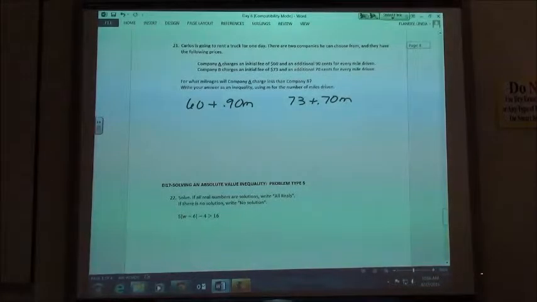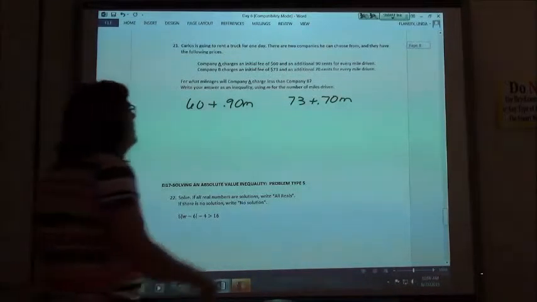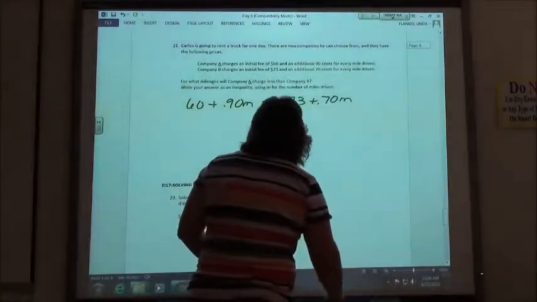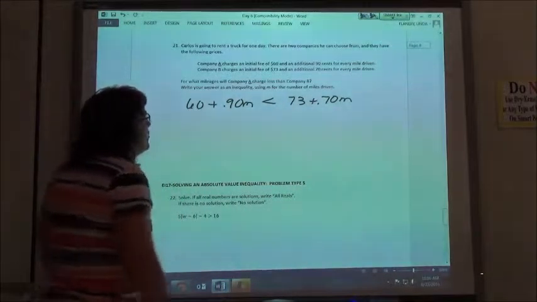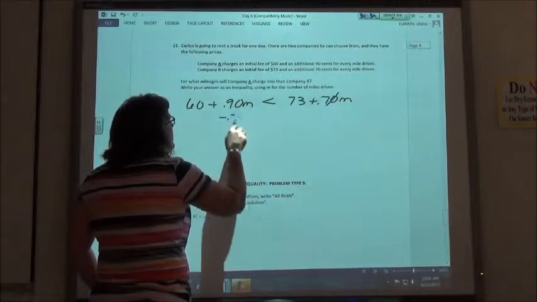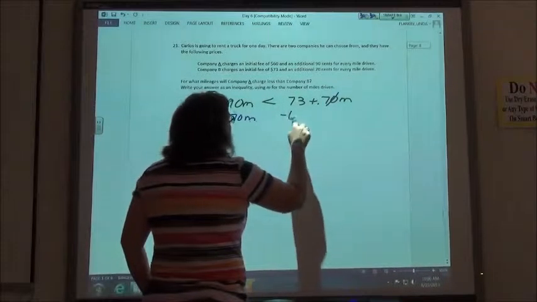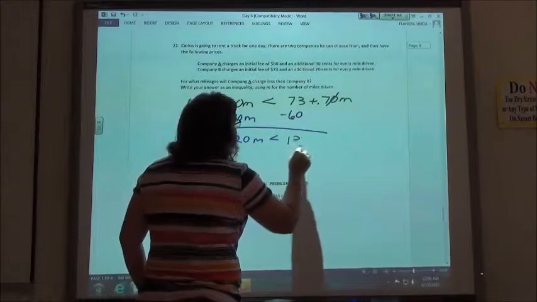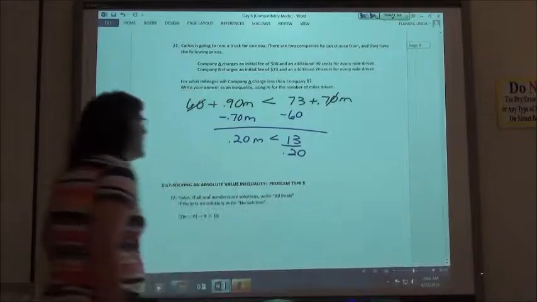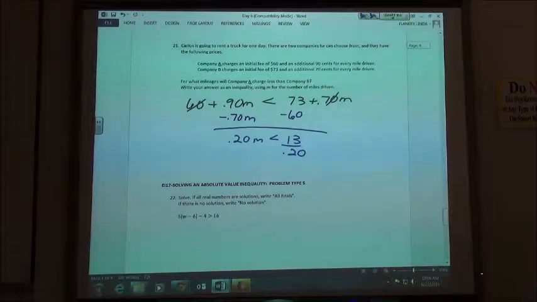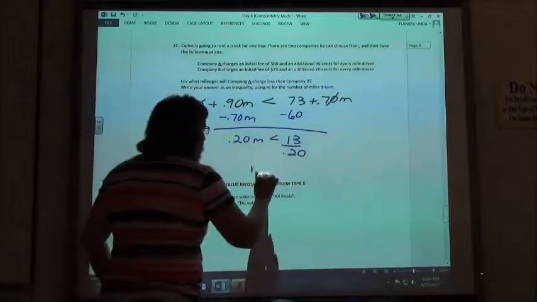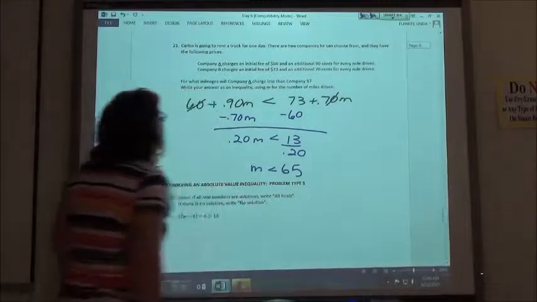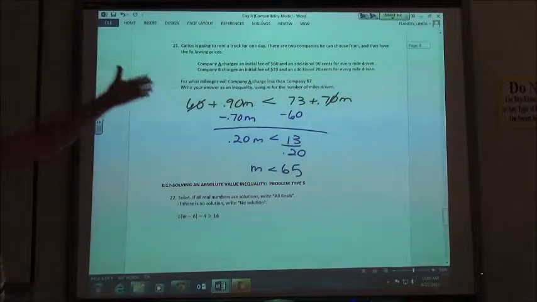For what mileages will Company A charge less than Company B? So A is less than B. So again, we want to solve that. We're going to go ahead and subtract our 70 cents M and subtract our 60. So 20 cents M is less than 13, and we have to divide by our 20 cents then. So M is less than 65. So if I'm going to drive less than 65, then A is going to be cheaper or less than B.